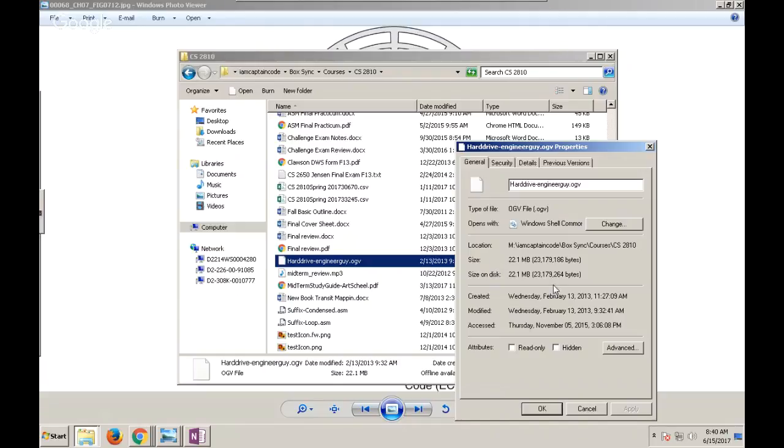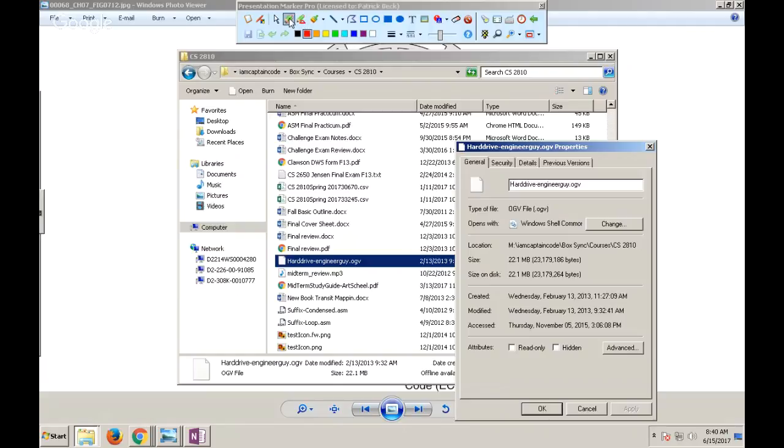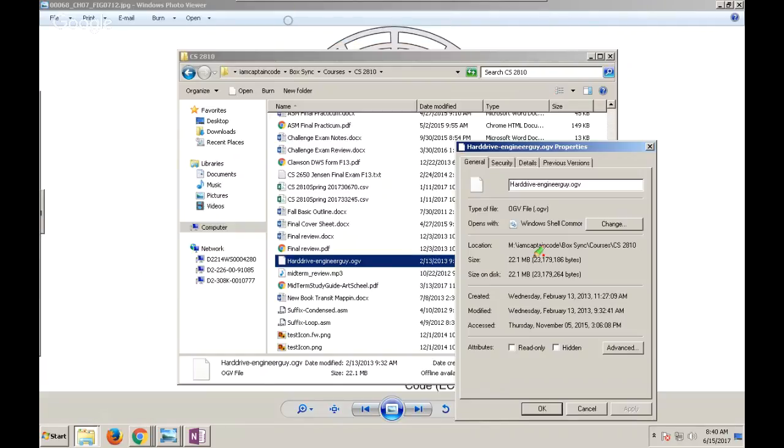Oh, does the parentheses mean on disk? This is the size on disk. So this exact file consumes 23,179,186 bytes for the actual file itself. But to store it, I needed additional space.